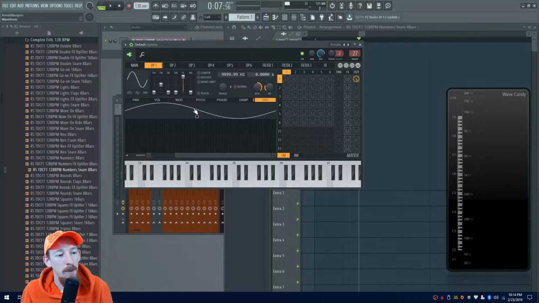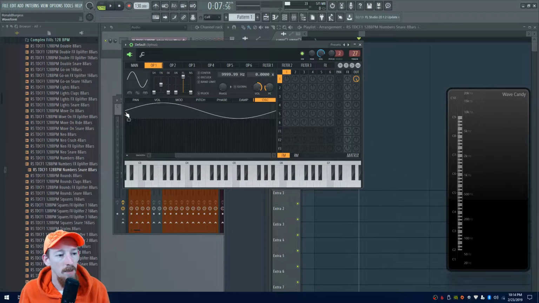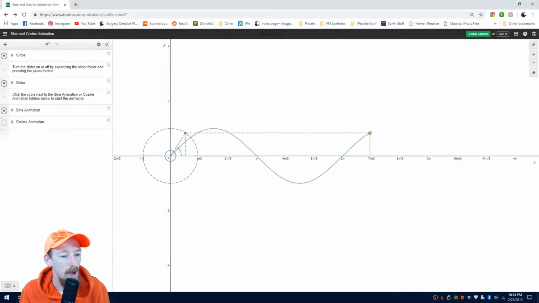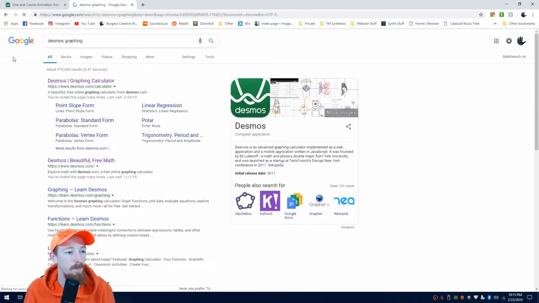So when we have something that repeats like this, we call it periodic. And periodic is important because when we talk about frequency, it's the number of times this period happens per second. So if I come in, I have a graphing calculator here. I'm going to open up another one. We're going to go to Desmos.